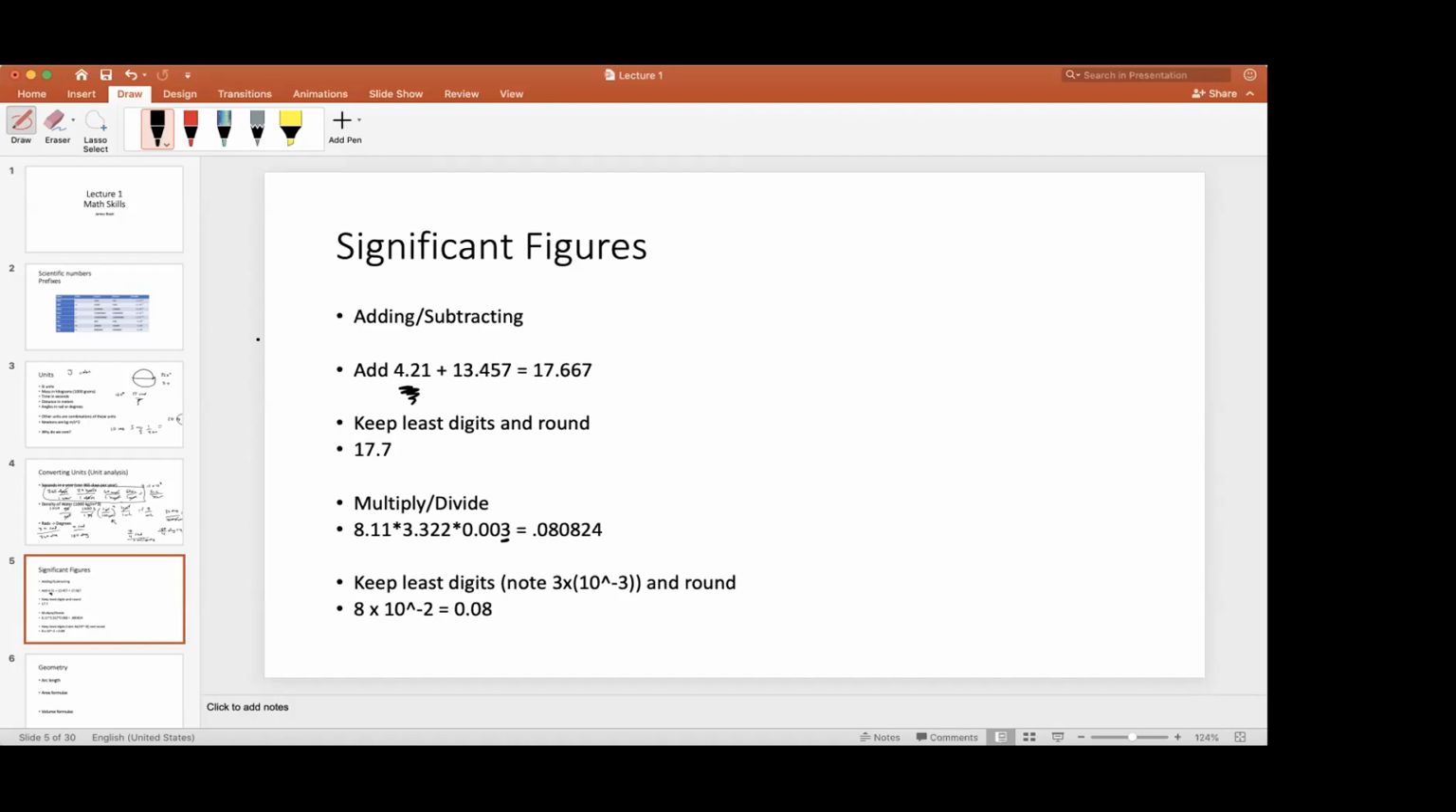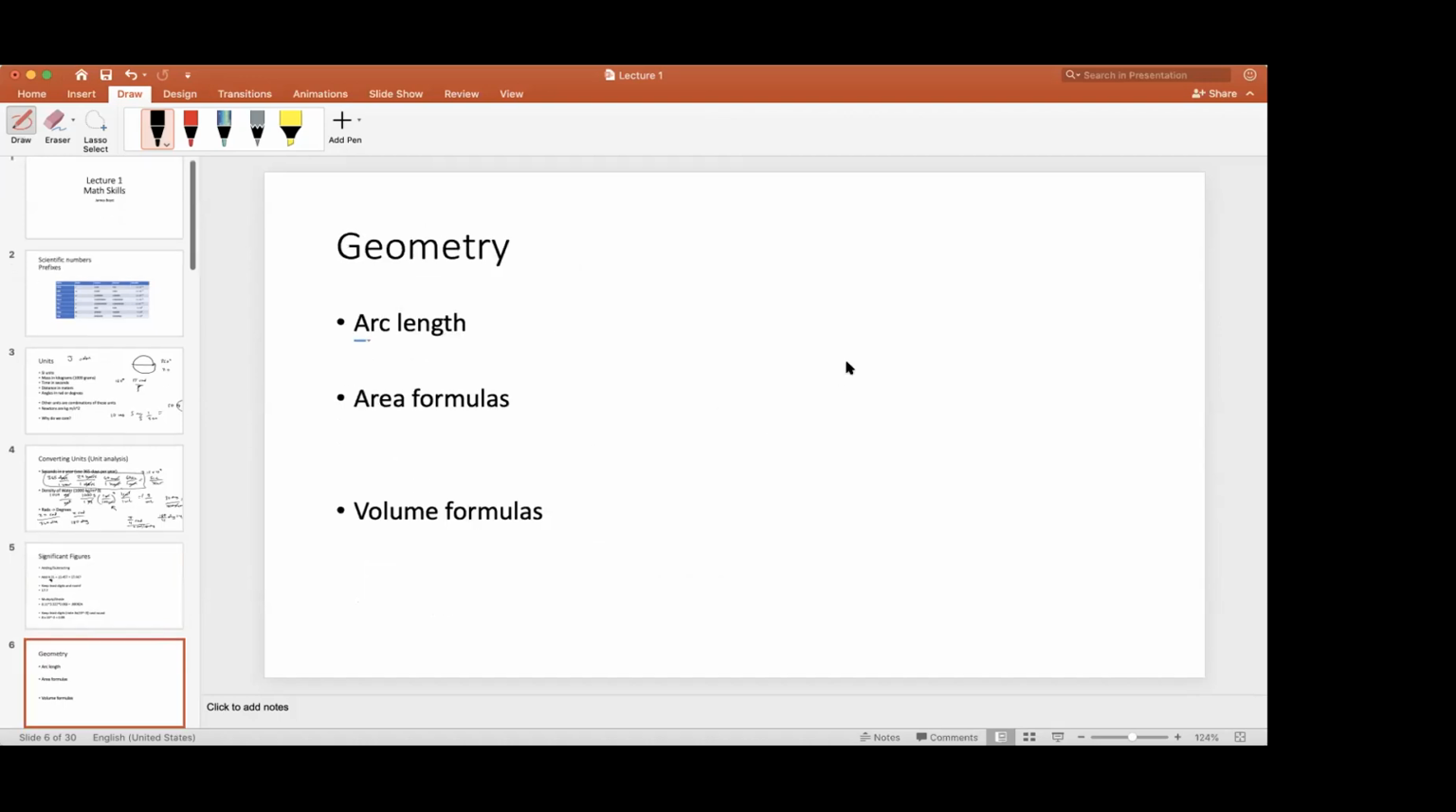We're going to move on to geometry. A little bit about geometry. And then we're going to get into some trig. So the first thing in geometry that we need to talk about is arc length. If you haven't taken trig or geometry in a long time, you might have forgotten about arc length. We're going to use it a lot.